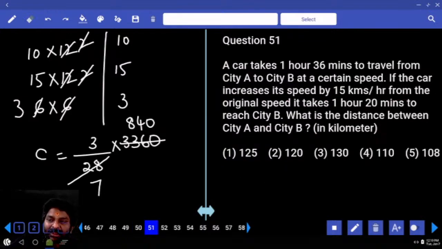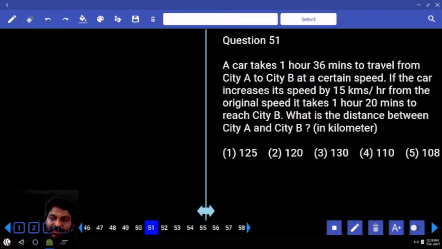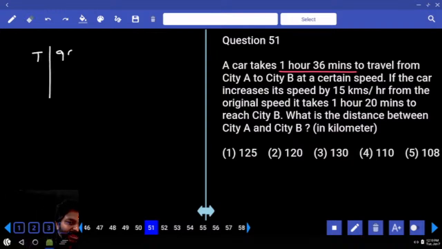A car takes 1 hour 36 minutes to travel from city A to B at a certain speed. If the car increases its speed by 15 km per hour from the original speed, it takes 1 hour 20 minutes to reach B. What is the distance between A and B? Now, in the first case, how much time is it taking? Can I write it as 96 minutes? The second time it is taking 1 hour 20 minutes only. How much time is it taking?